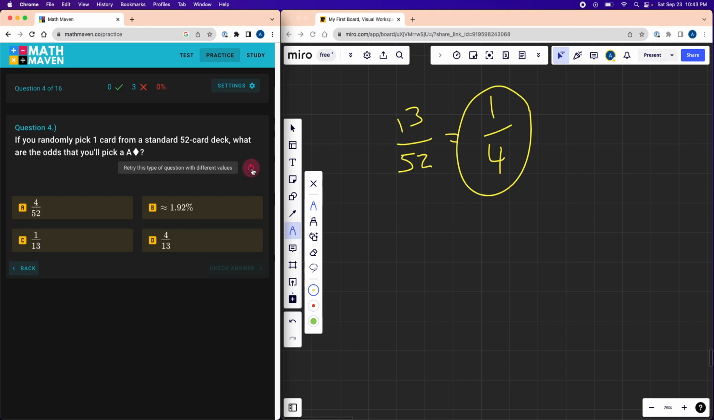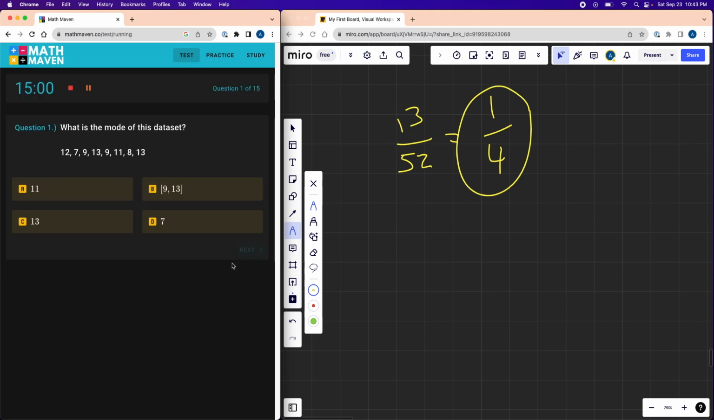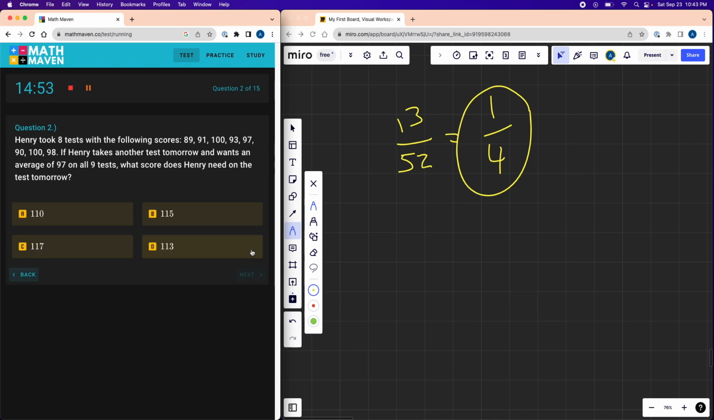All right. We also have a test feature on here, which is sort of like a timed test. And we can see there's a timer going on. This one doesn't happen to give you the explanation or the results until you actually finish with the entire test.